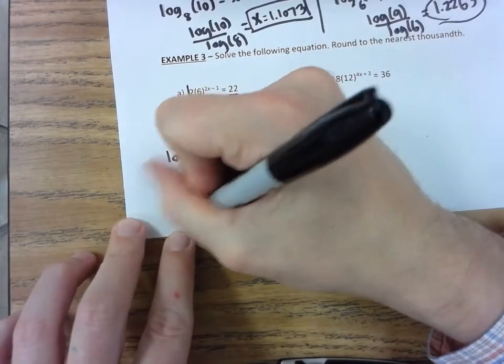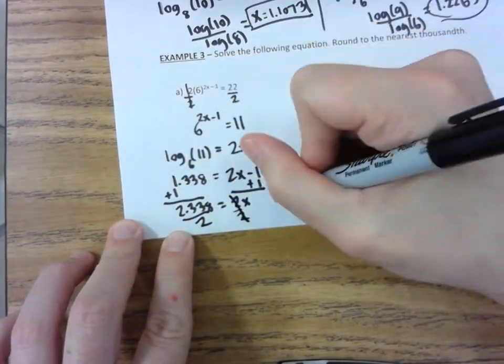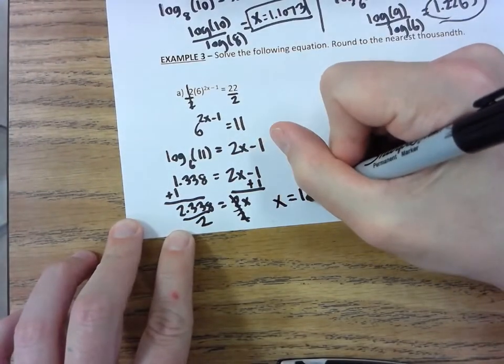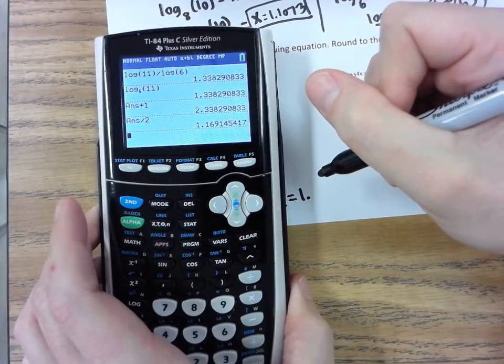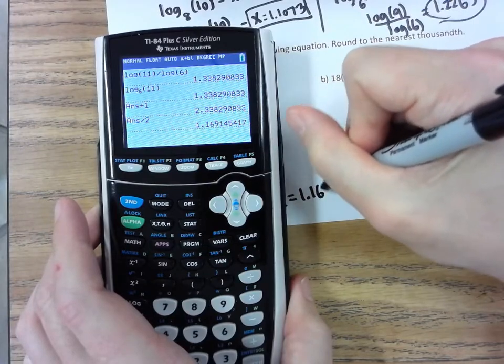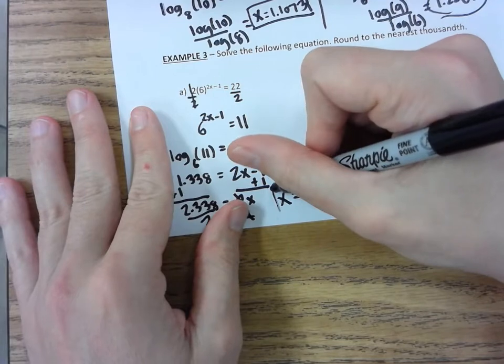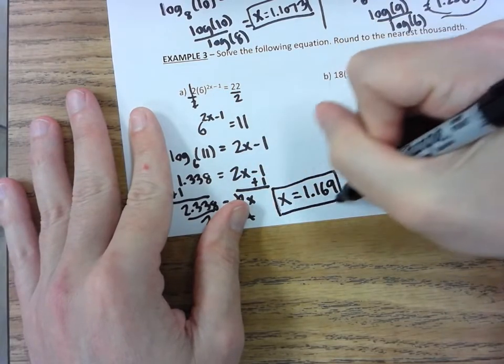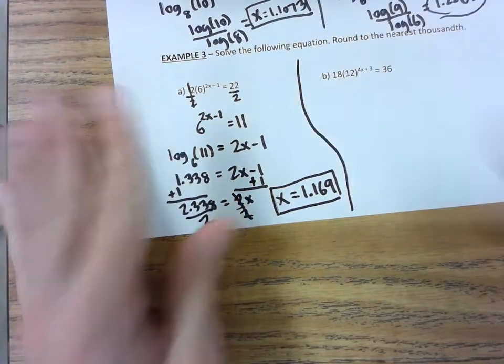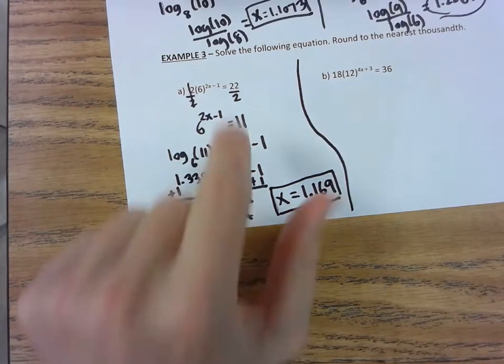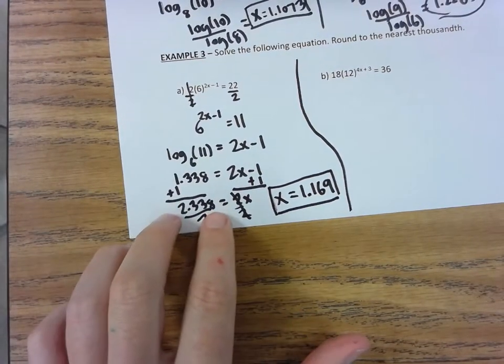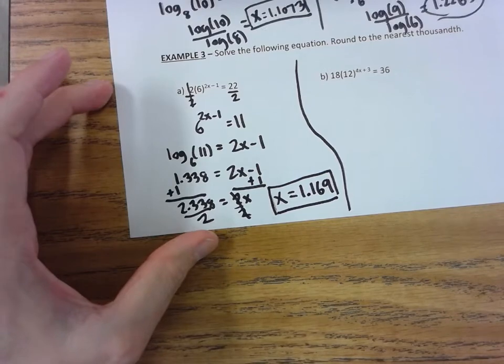So finishing it up, 2's cancel out. X is going to be 1.169. You could probably get away with saying 1.17 at that point because that's your final answer. And that's how you solve those with anything but just x up there. Pause the video, try letter B.